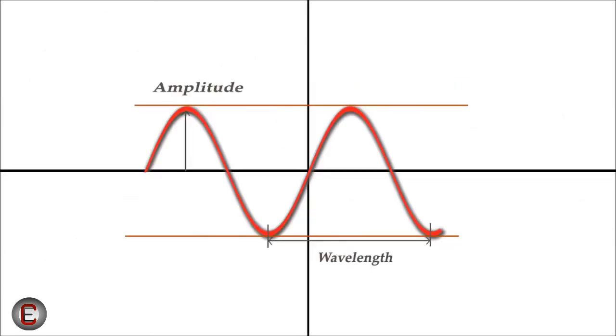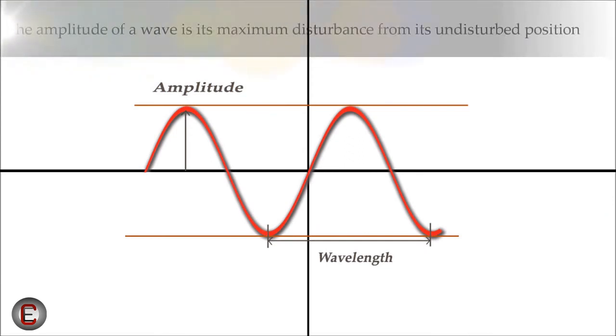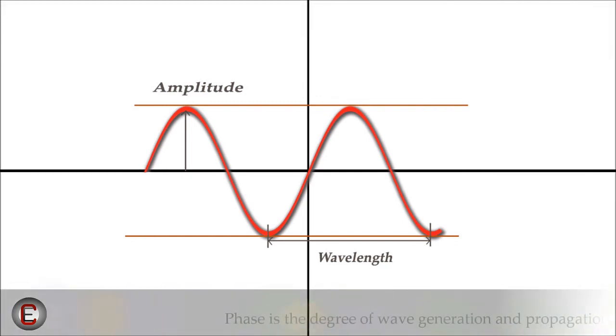As waves travel, they set up patterns of disturbance. The amplitude of a wave is its maximum disturbance from its undisturbed position. Take note that the amplitude is not the distance between the top and the bottom of a wave. Phase, on the other hand, is the degree of wave generation and propagation. I hope that clears things out.